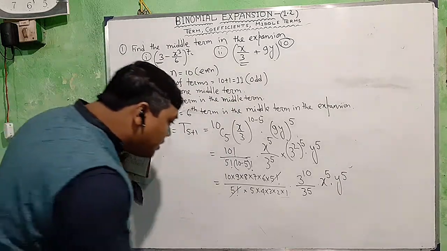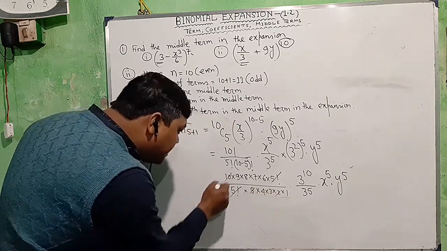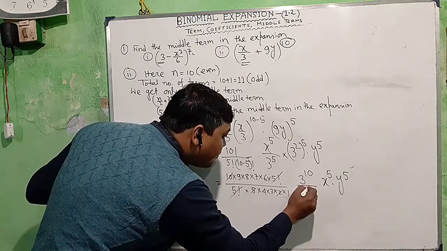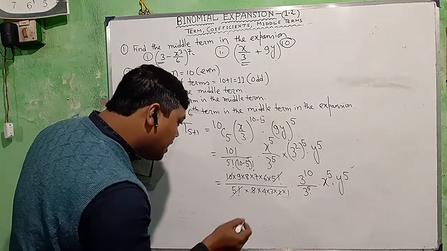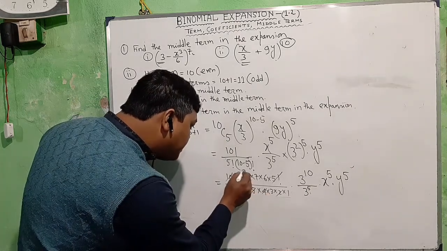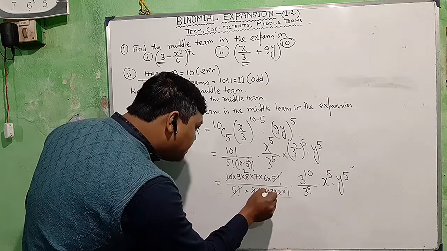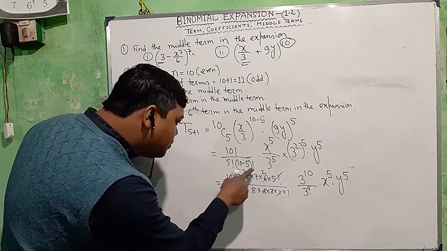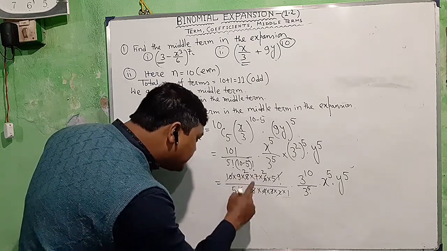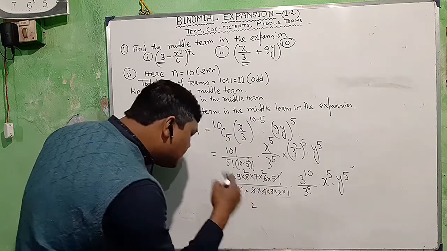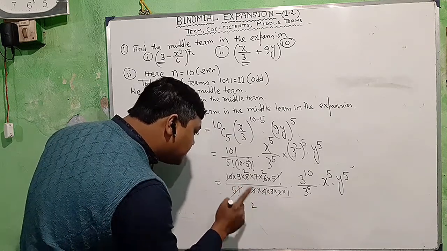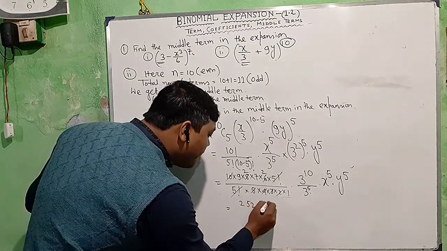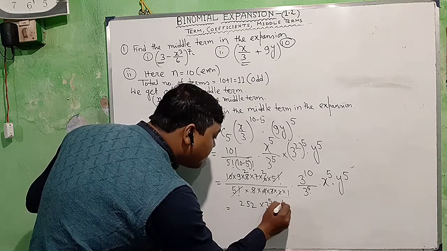So after some calculation, we will get 5 and 2, that is 10, 10 cancelled. This is 3 to the power 5, and 4 to the 8, and 3 to the 6. So we have gotten 9 into 2 into 2, that is 36 into 7, that means 252, and into 3 to the power 5 into x to the power 5 into y to the power 5.